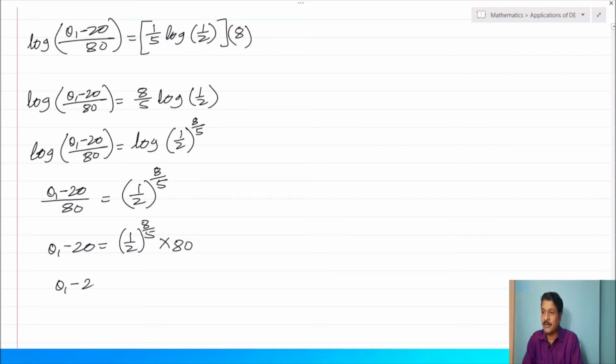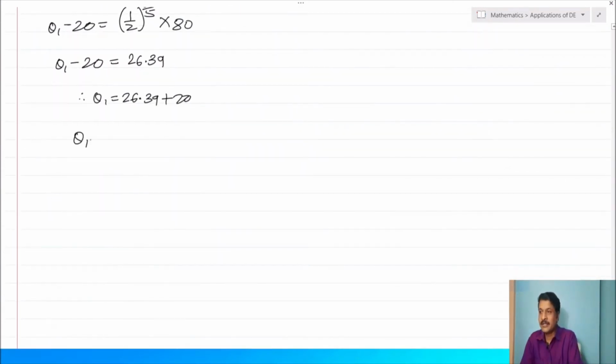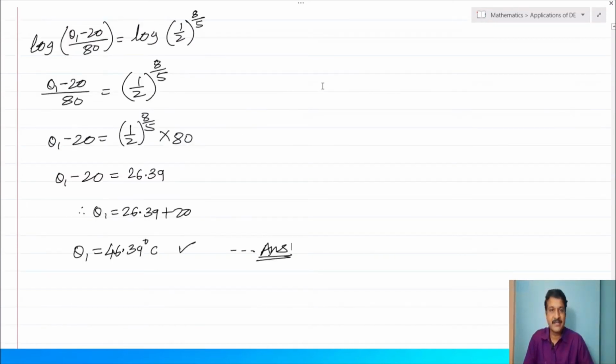So what is this theta 1 minus 20? By calculator you can find here. So here I am getting by calculator, it is 26.39, and therefore what is theta 1? It is 26.39 plus 20. So theta 1, the temperature of that body after 8 minutes, is 46.39 degrees Celsius, which is your required answer. It means this is the temperature of the body after 8 minutes. So this is your final answer.